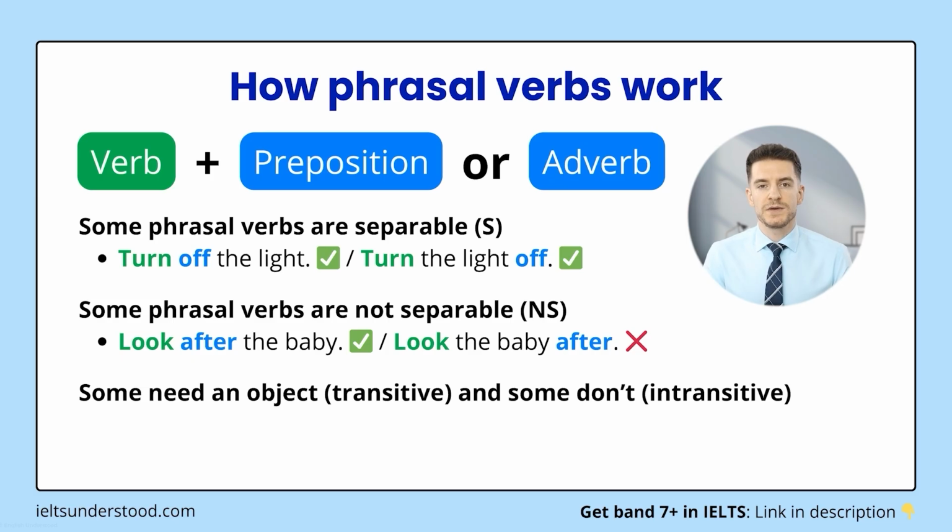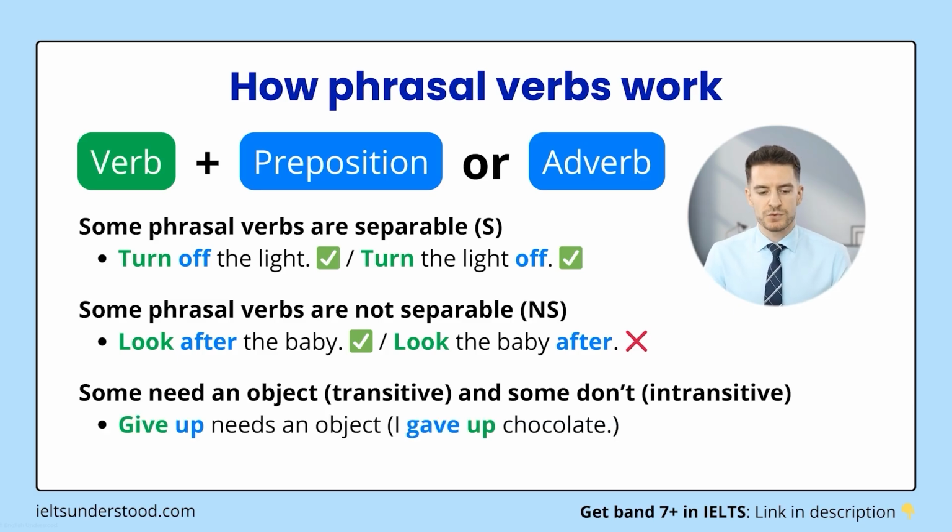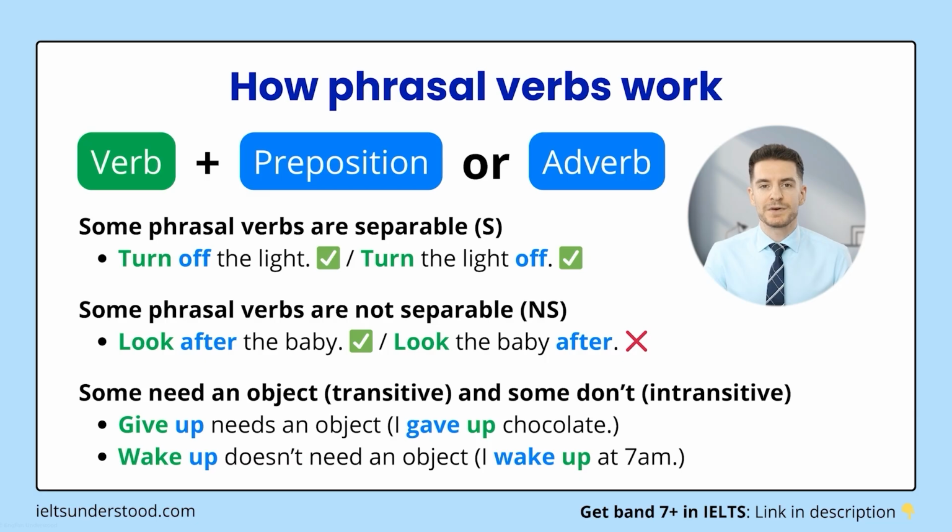Now, another thing you need to be aware of is that some phrasal verbs need an object, and these types of phrasal verbs are called transitive phrasal verbs, and some don't need an object. These are called intransitive phrasal verbs. So let me show you some examples. Give up. This phrasal verb here needs an object. For example, I gave up chocolate. You need to say what you're talking about. On the other hand, wake up does not need an object. So you can say, I wake up at 7 a.m. You can see there that there's no object.